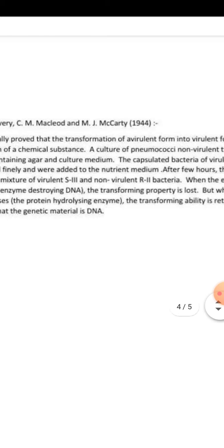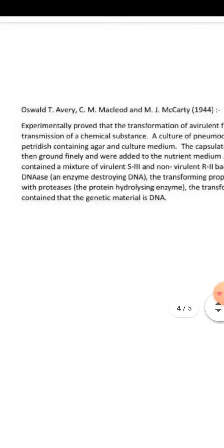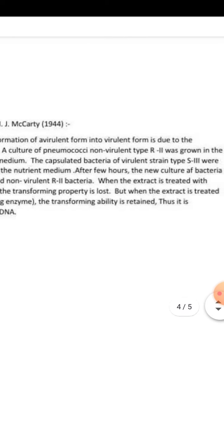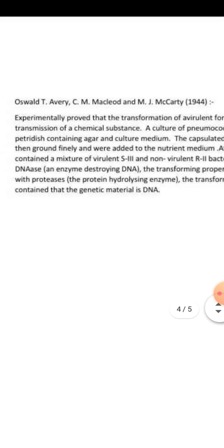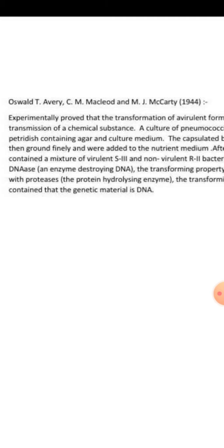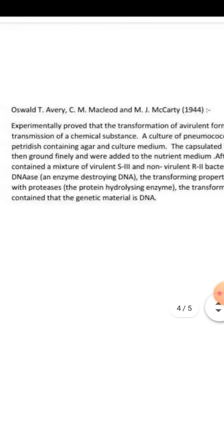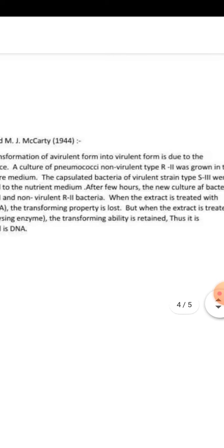A culture of pneumococci, non-virulent type R2, was grown in the petri dish containing the agar and culture medium. Then the capsulated bacteria of virulent strain type were ground finely and added to the nutrient medium. So the non-virulent bacteria were cultured in a petri dish containing agar medium, and into this same agar medium the powdered form of the virulent strain was added.